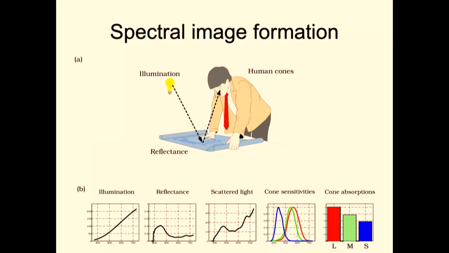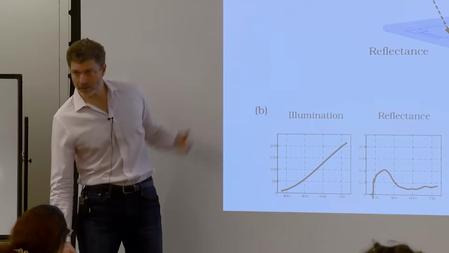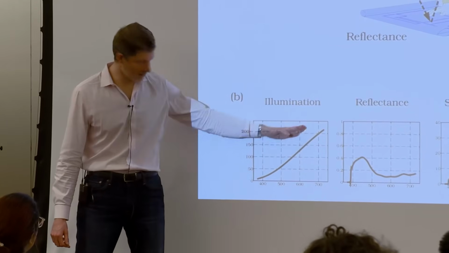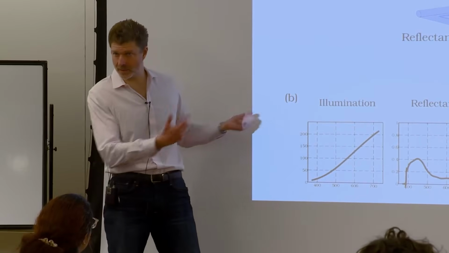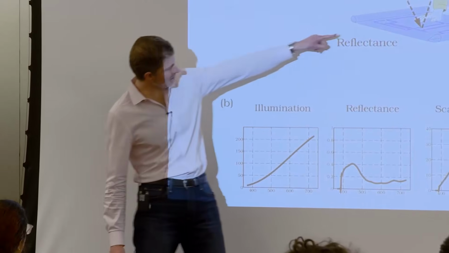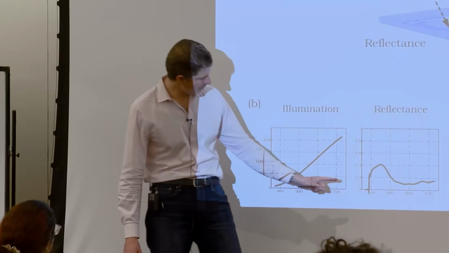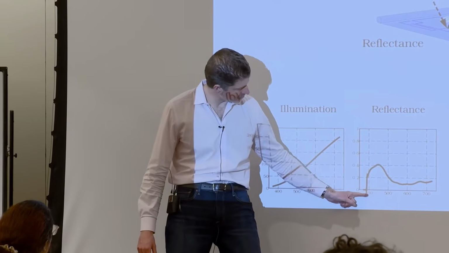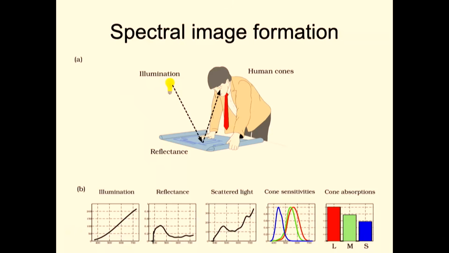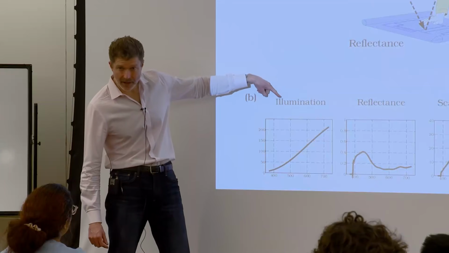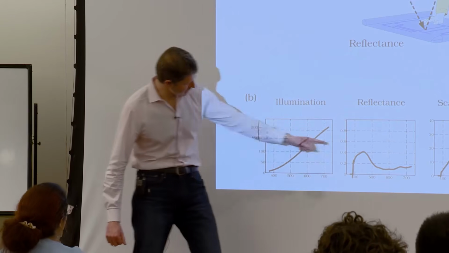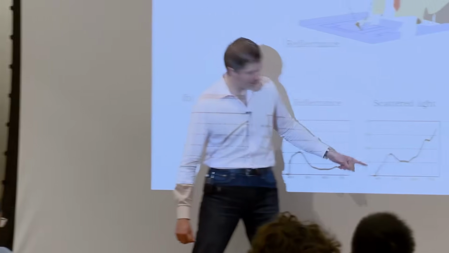So here's the spectrum of this illumination. This is like a light bulb. Light bulbs tend to have more power at long wavelengths, so you get something that looks like that. That's the spectrum of the illumination in this particular example. Here's the reflectance. This is a blue surface, so it reflects more light at short wavelengths than at long wavelengths. Now the scattered light that comes off the page is the product of the illumination and the reflectance. You just pointwise multiply this and this, and that gives you this.